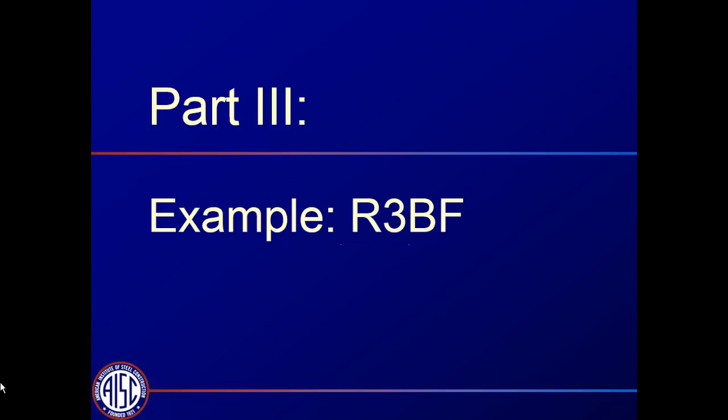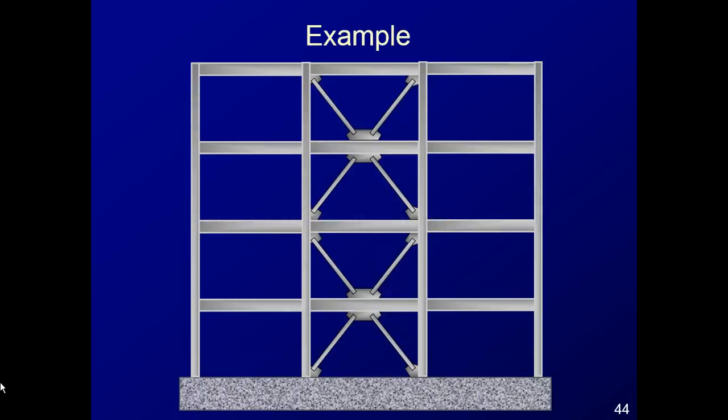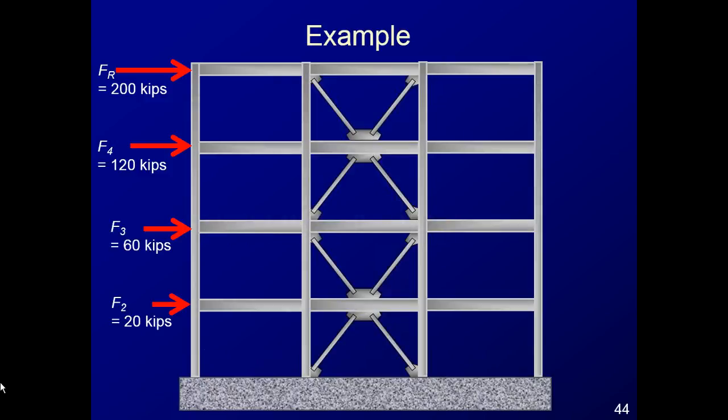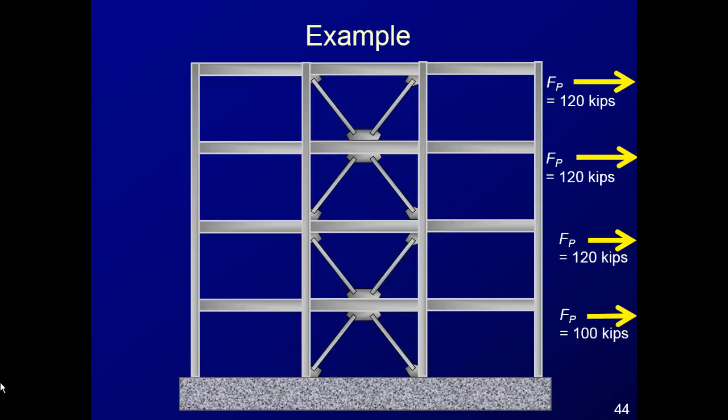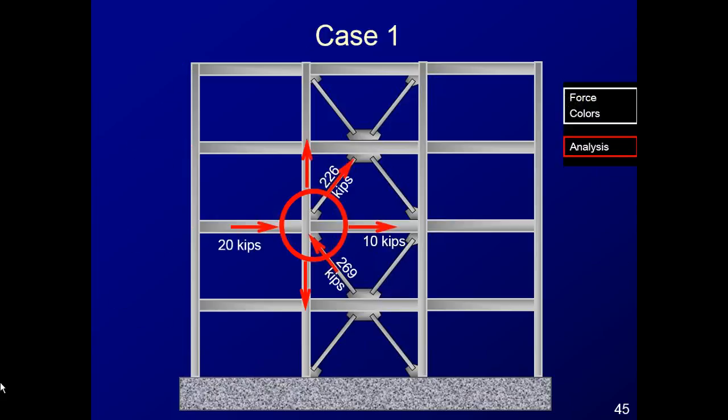So we'll do a quick example here. Here's our 4-story braced frame. From ASCE 7 with an R of 3, we get these forces entering into this frame at these levels. ASCE 7 also gives us these F sub p forces to design for. So we're going to reconcile the two using this two-case approach.